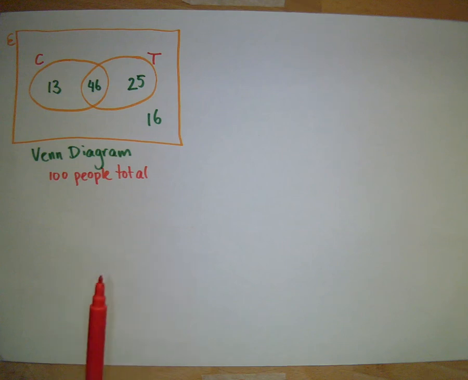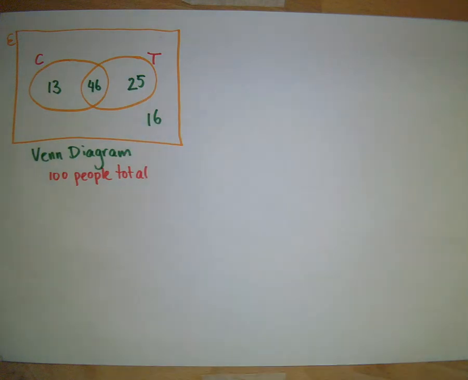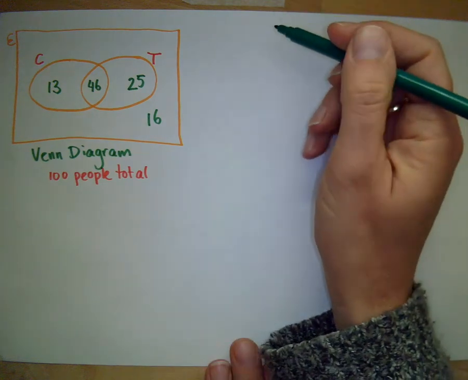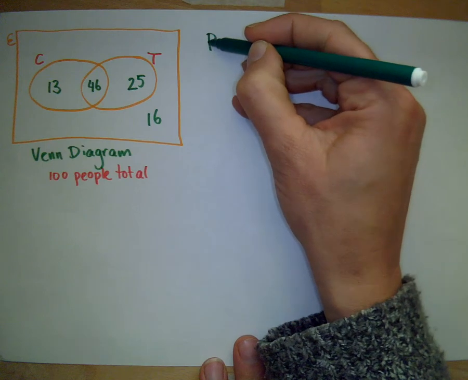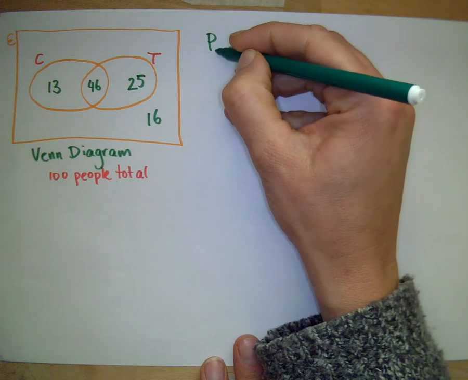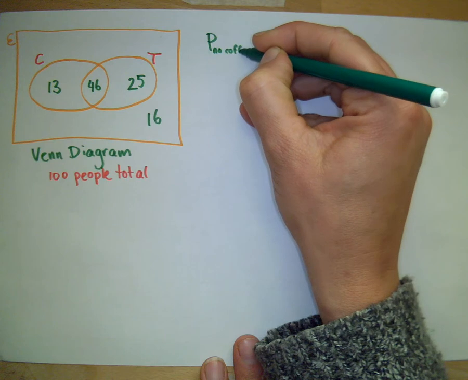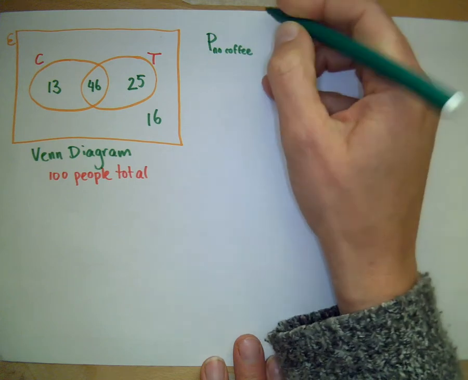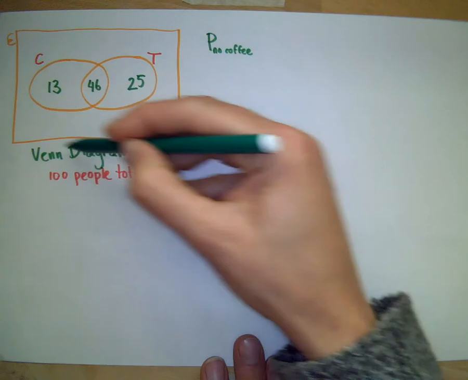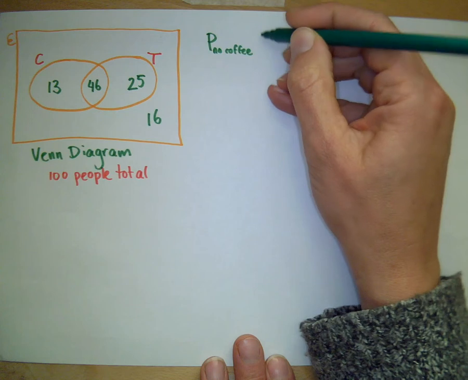Now, imagine we're picking a person out of these 100 people at random. Find the probability, P, that this person does not like coffee. No coffee. So find the probability of the randomly chosen person from all 100 people. What is the chance that they don't like coffee?